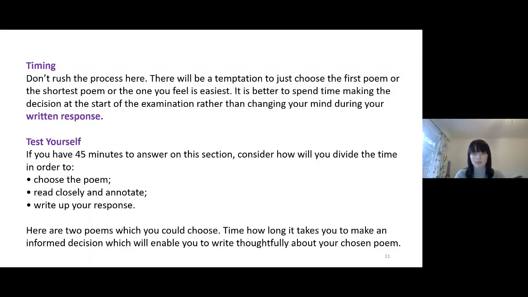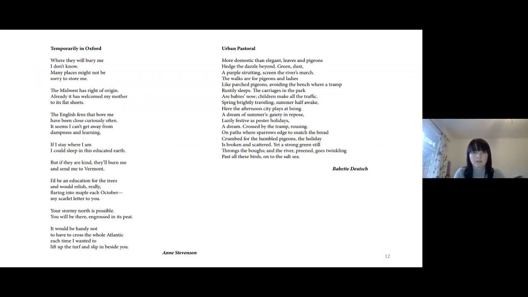So what I've got coming up next are 2 poems that you could potentially choose. Think about how long you take to make an informed decision once we've read through both of them, and which one would allow you to write quite thoughtfully. So we've got 2 poems here, one Temporarily in Oxford by Anne Stevenson, and the other one by Babette Deutsch called Urban Pastoral. So we'll have a read through both of them.